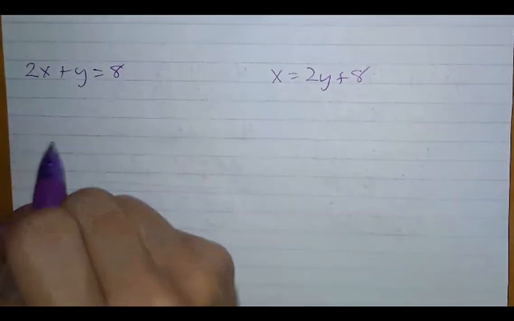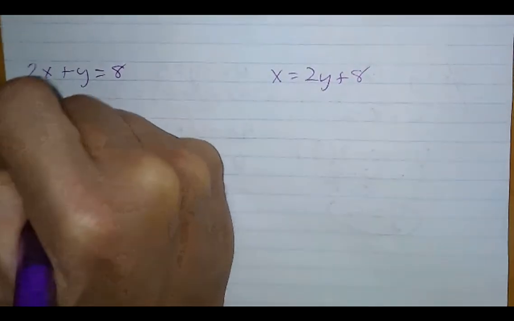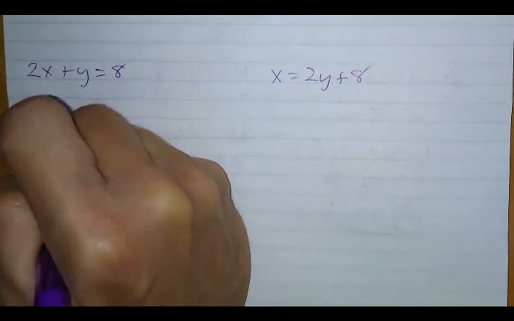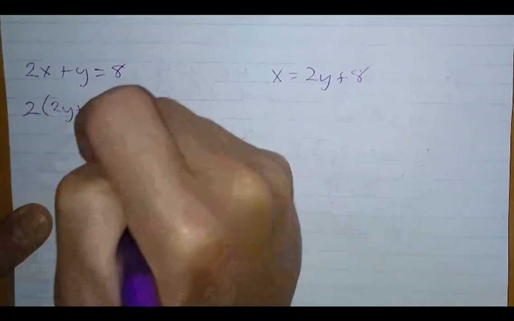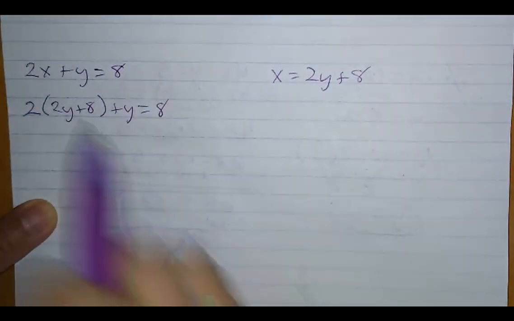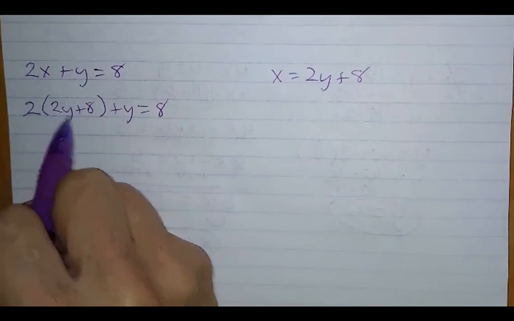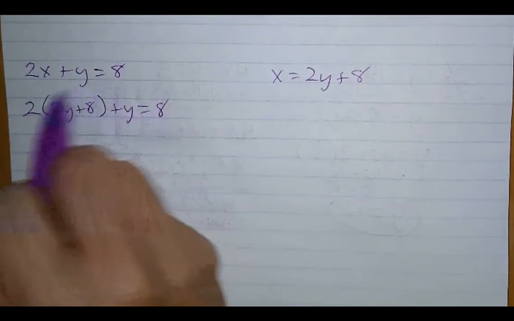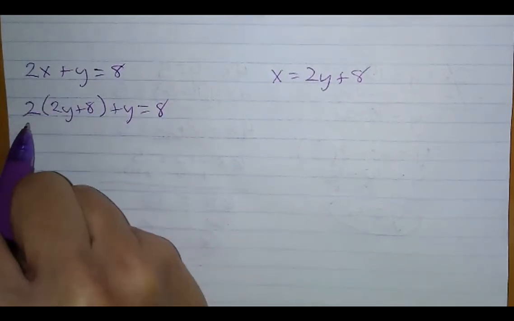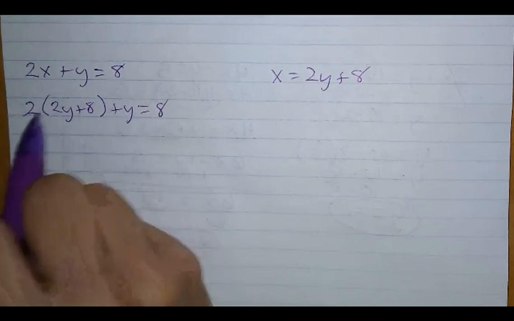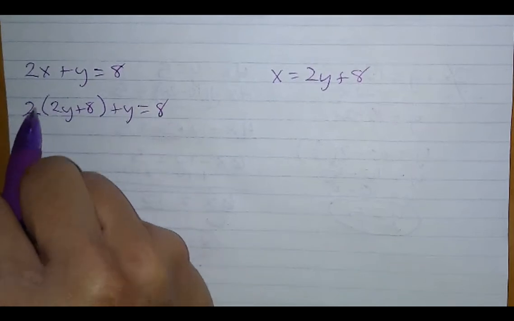So in this first equation, in place of x, we're going to put 2y plus 8. And then we write the rest of the equation out. We're going to do the substitution. Okay, we substituted x with 2y plus 8. Now we have an equation that has only one variable. We are going to distribute, we're going to combine terms, we're going to solve for y.